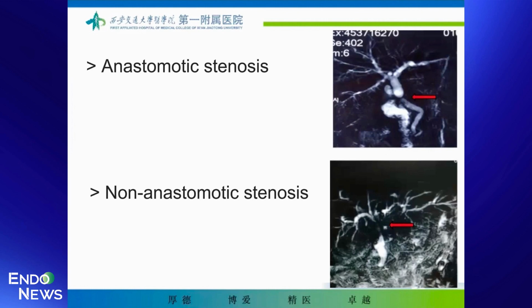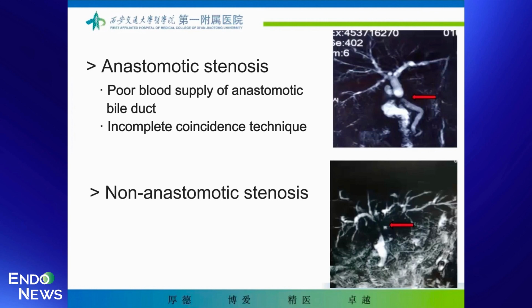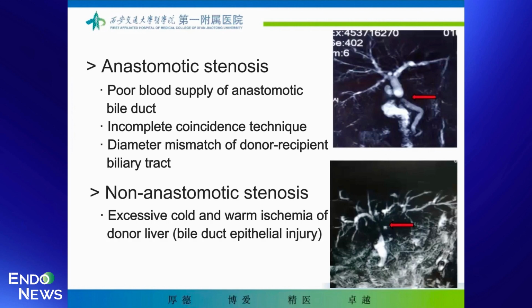There are many reasons for anastomotic stenosis, including poor blood supply of the bile duct, incomplete anastomosis technique, and diameter mismatch of the biliary tract. Non-anastomotic stenosis is always because of cold and warm ischemia of the donor liver, virus infection, and chronic rejection.